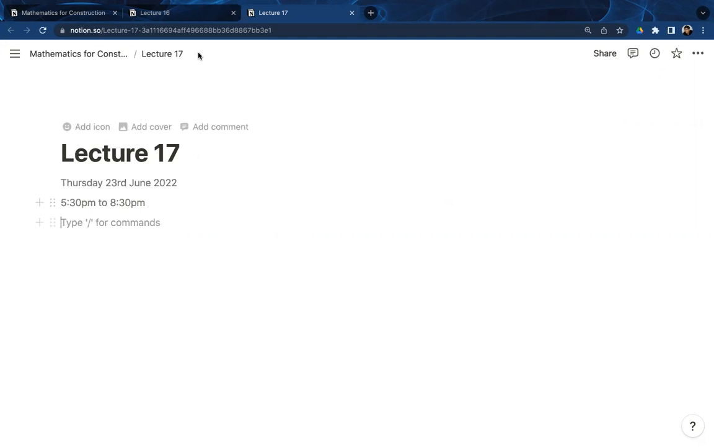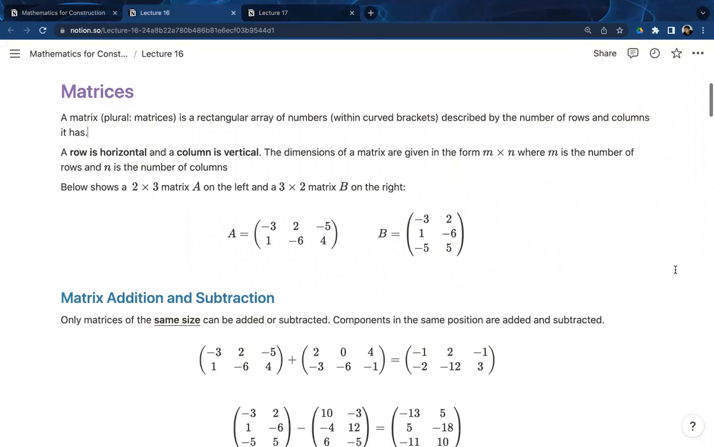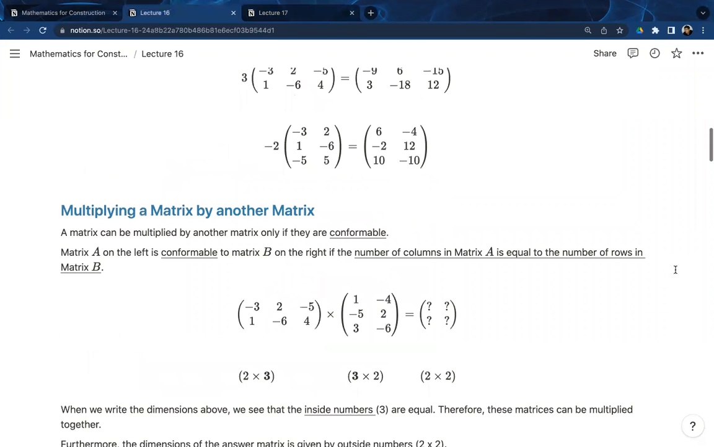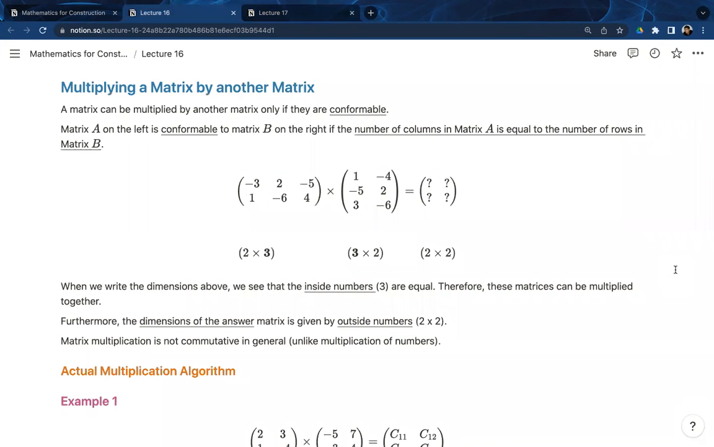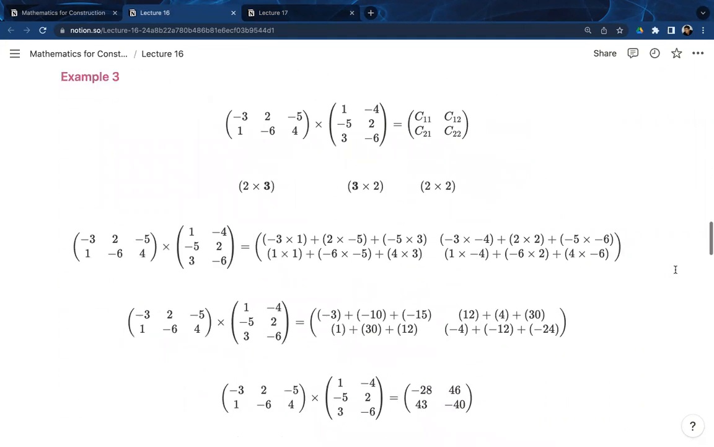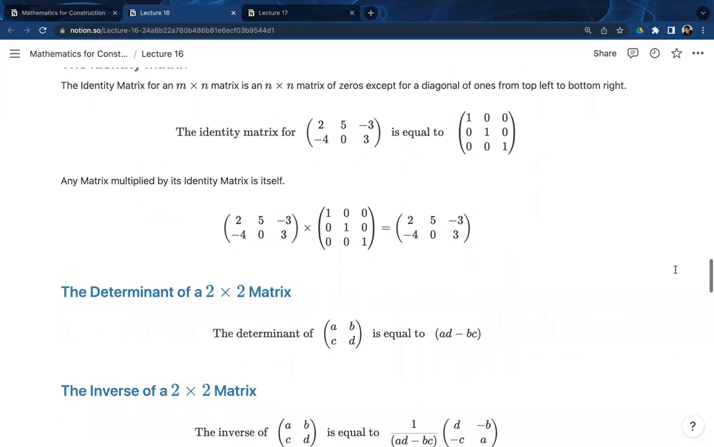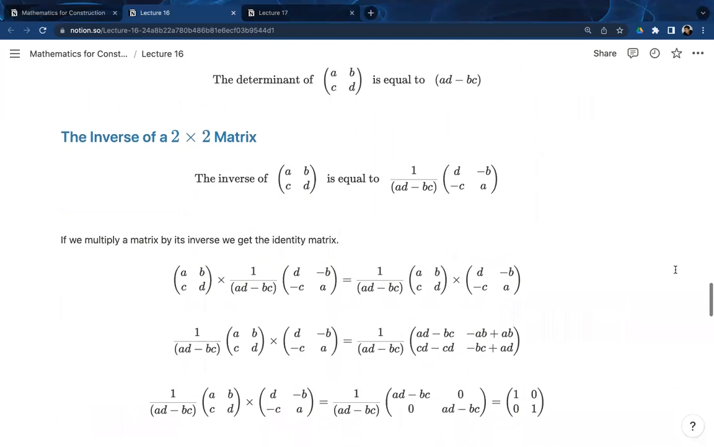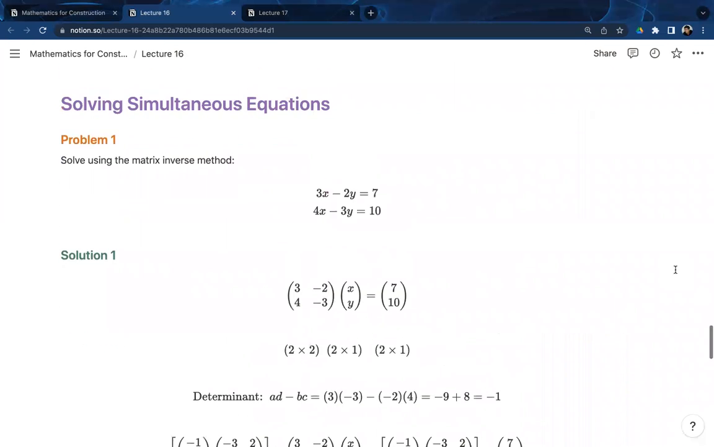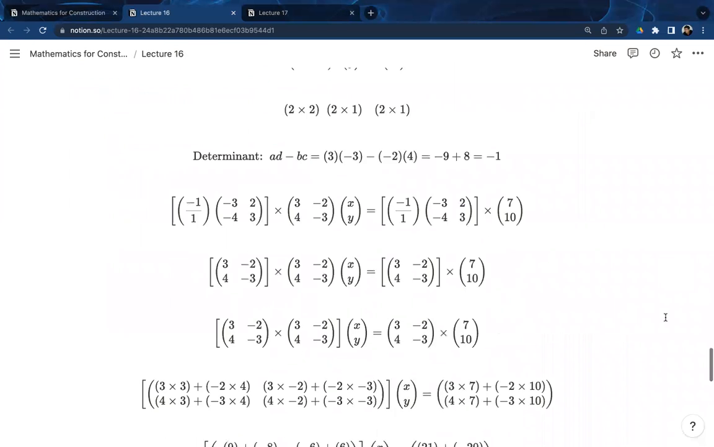What did we do last time? Lecture 16, matrices. We went through a lot of notes, basically reviewing CSEC matrices, right? Form 5. For some of you all, this might have been a long time ago. Talking about how to multiply matrices, how to add them. Addition and subtraction is the same thing, more or less. Identity matrices, determinants, the inverse, how to use the inverse, what a singular matrix is, how to solve simultaneous equations, linear equations, that is, simultaneous linear equations with matrices.